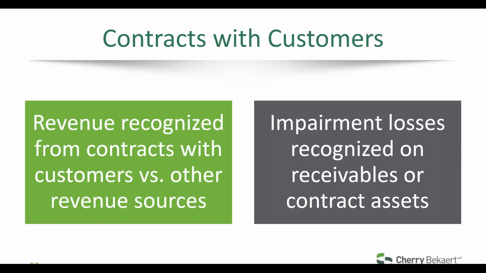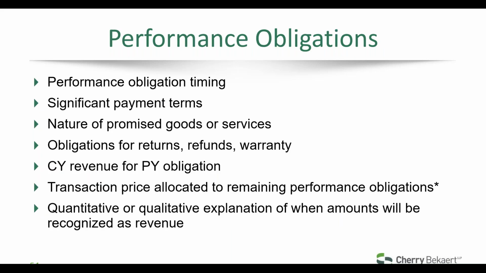So for example, contracts with customers, you're going to have to disclose revenue recognized from contracts with customers versus other revenue sources, and any impairment losses on receivables or contract assets tied to those contracts. Performance obligations, a lot of disclosures. You're going to have to disclose significant payment terms, nature of promised goods or services, and transaction price allocated to remaining performance obligations. There's a whole host of new disclosures for exchange transactions.